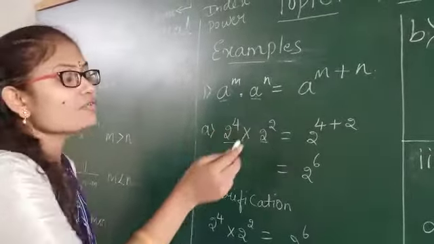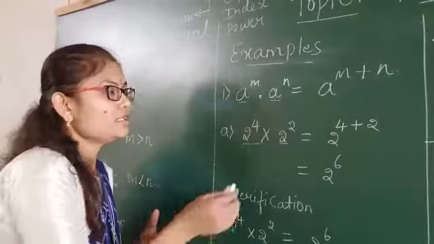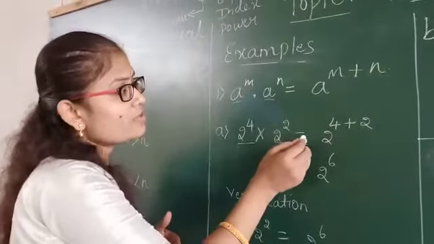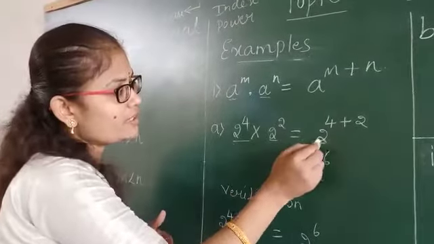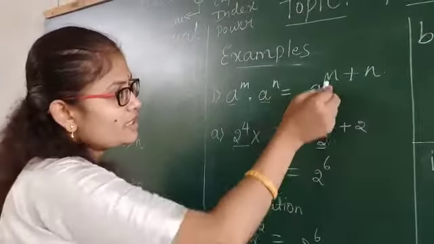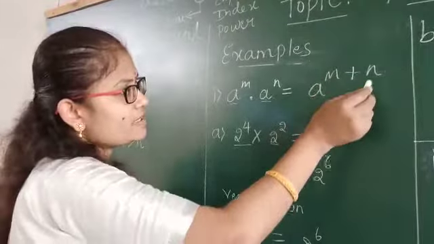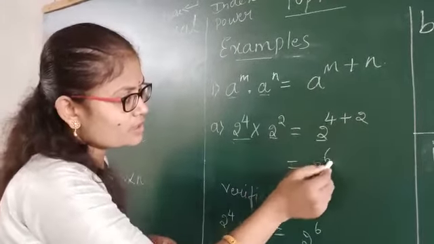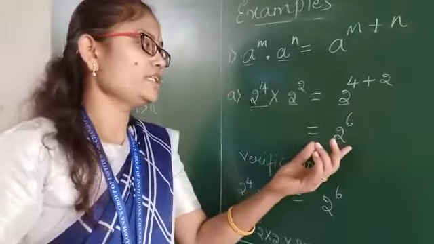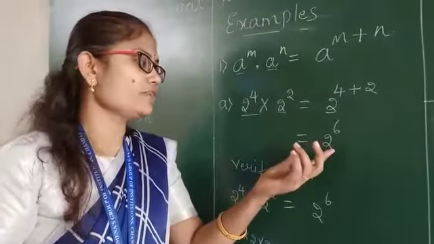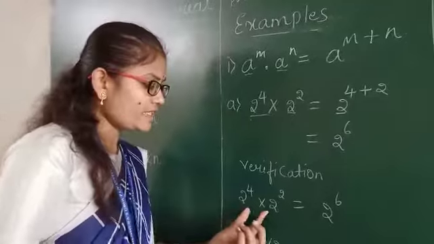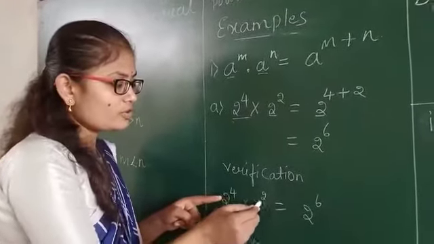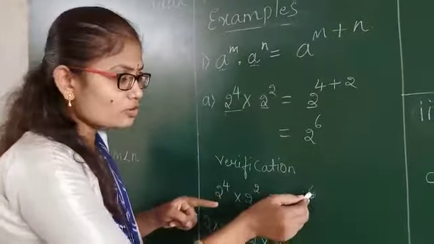They are having different exponents. See what happens? We keep the same base and add the exponents, m plus n, that is 4 plus 2. Then what do you have to do? 2 to the power of 4 plus 2 is nothing but 6. Whether this is correct or not, we can cross verify. 2 to the power of 4 into 2 to the power of 2 is equal to what we got, 2 to the power of 6.